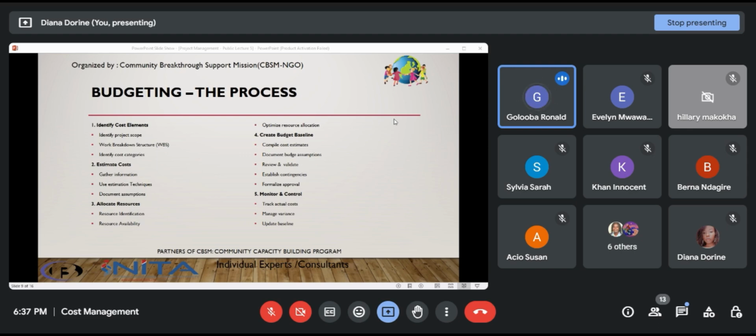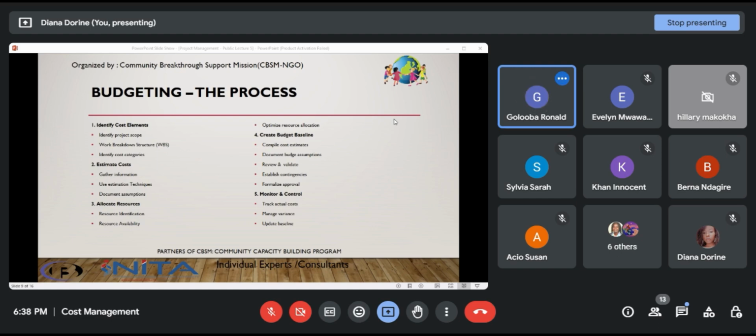So once that is done, you've analyzed your variances. You keep updating the baseline. Periodically, you review and update the budget baseline for the budget document based on changes in the project scope, requirements, or external factors that may impact the costs.